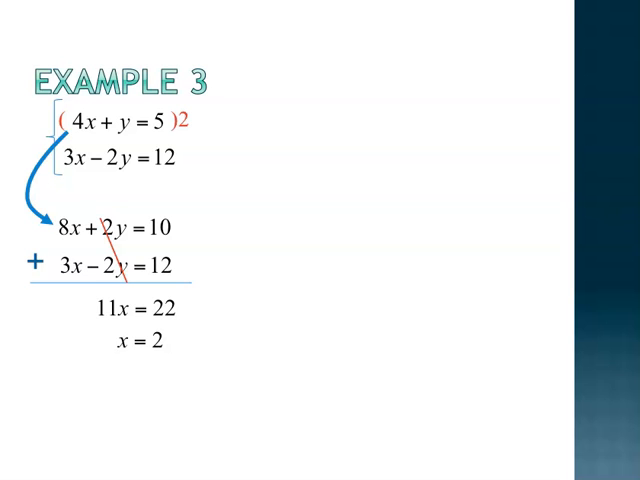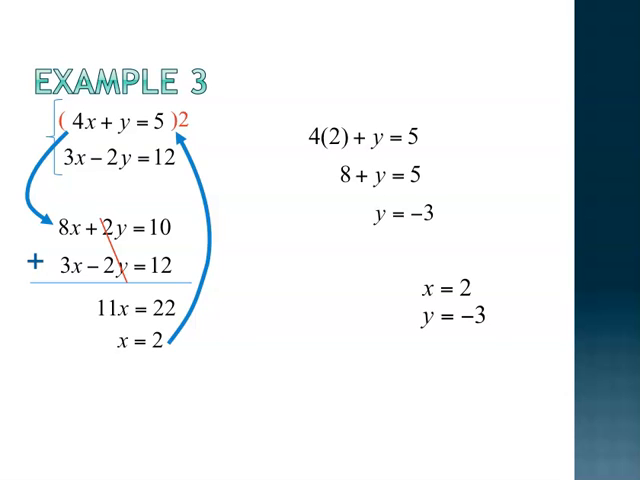I'm going to go ahead and put this in the first equation. So 4 times 2 plus y equals 5. So I have 8 plus y equals 5. And solving for y, we get y is equal to negative 3. So we have x equals 2 and y equals negative 3.